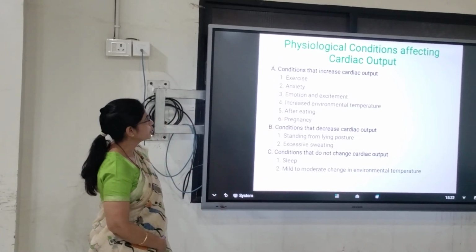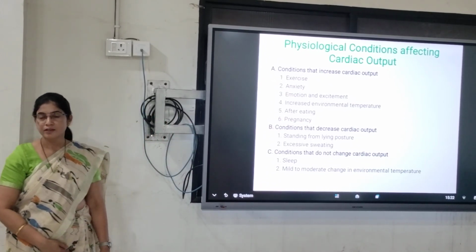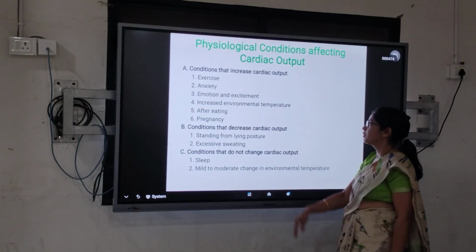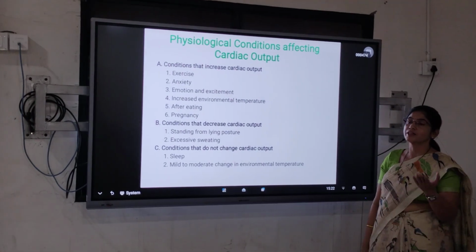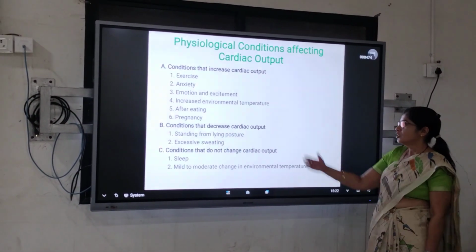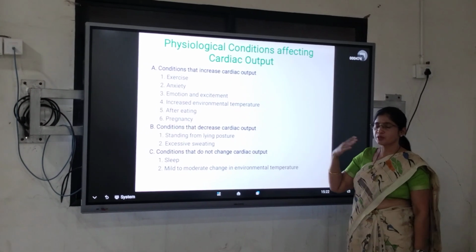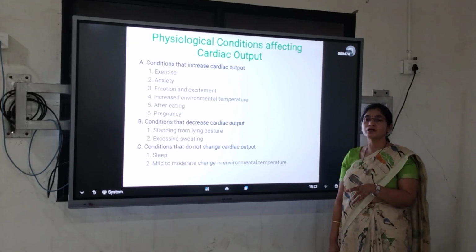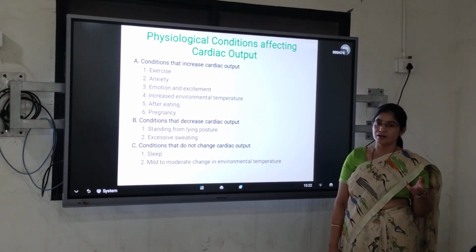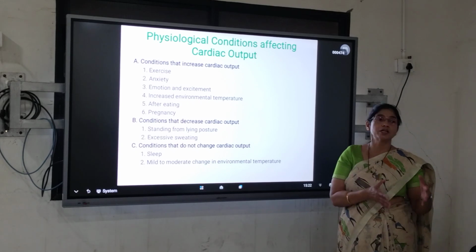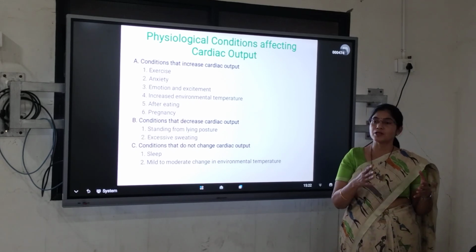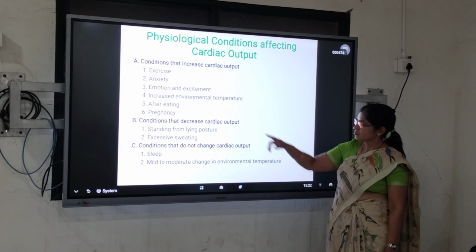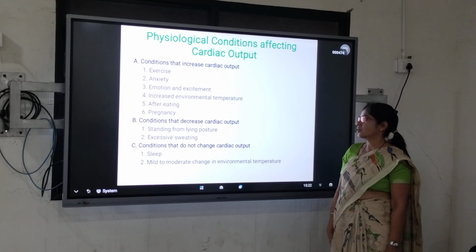These are the physiological conditions which affect the cardiac output. Exercise will increase the cardiac output, as will anxiety, emotions, excitement, and environmental temperature. After eating, there is an increase in the cardiac output. In pregnancy, you will get a much greater increase in the cardiac output. Because of the increase in blood volume as compared to the hemoglobin concentration, most females will have anemia, with hemoglobin less than 10 gram percent.